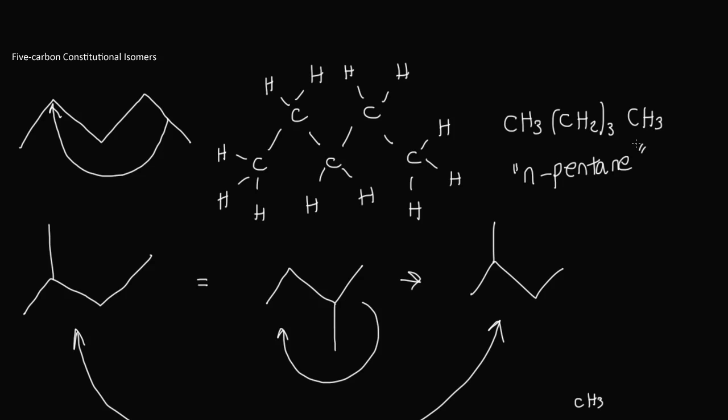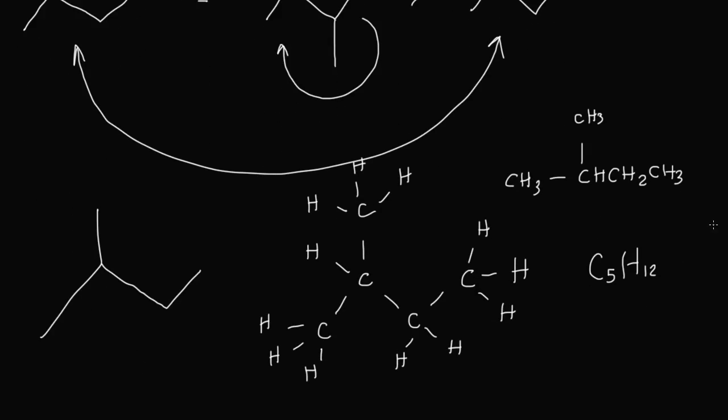But in normal situations, you just call it pentane. When we go down to look at the one here that has one branch, one of the other constitutional isomers, we will associate the name isopentane. Just like in the previous video, when we had one branch, we called it isobutane. It's just an extra name.